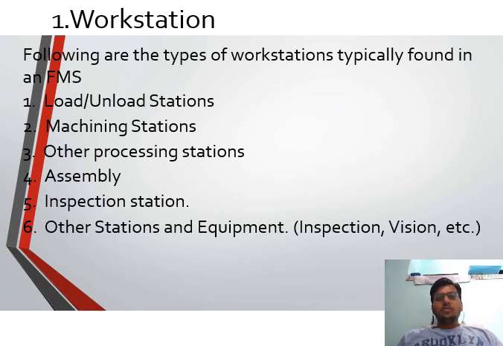One is load unload station, second is machining stations, third is other processing stations, some kind of assembly stations, inspection stations, and other equipment and stations being used for inspection and vision operations. So these are a variety of workstations used in FMS. We already know the load unload station, machining station, processing stations, assembly, inspection. Each of these stations has its own use and own role for different operations.